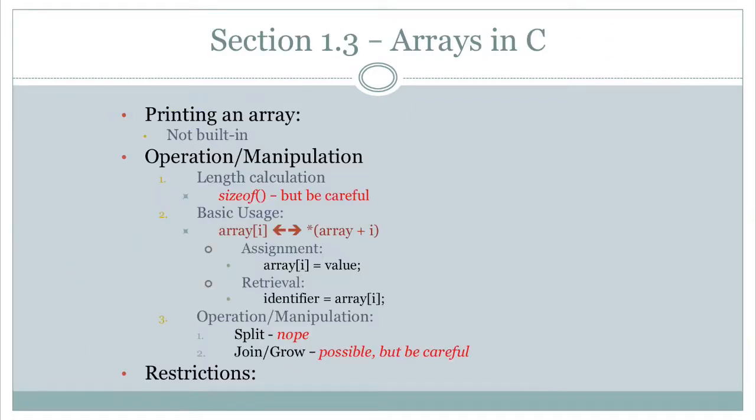So before we jump into the code, pointers and printing an array in C, not built in. No way to do it. We'll see. Length calculation, sizeof on an array, but don't use it on a pointer. Gotta be careful though. Basic usage is basically array index, right? Which is the square bracket and a number. That's the easiest way to go. Or you can do the calculation yourself, which is array plus some integer value, do the pointer arithmetic, and then dereference. There are times when you want to do stuff like that for whatever reason.